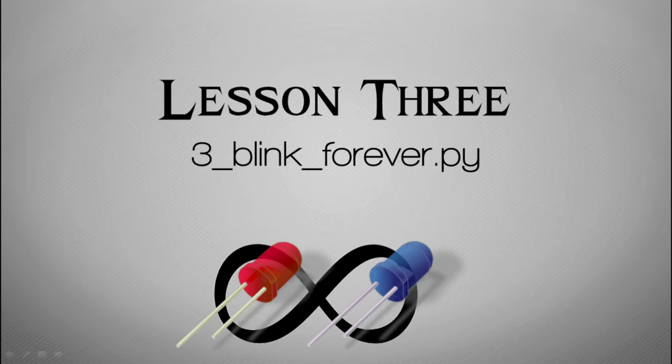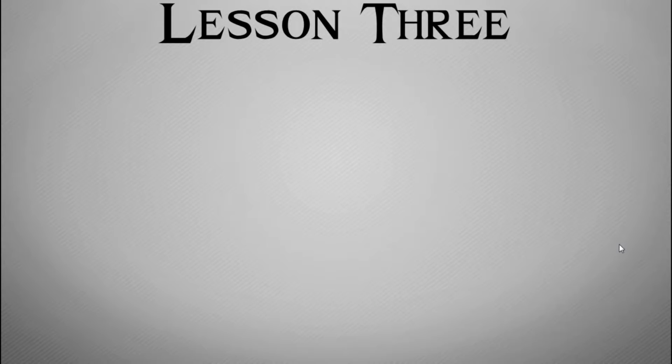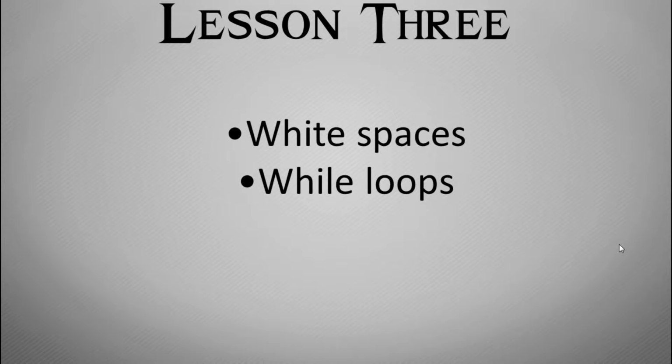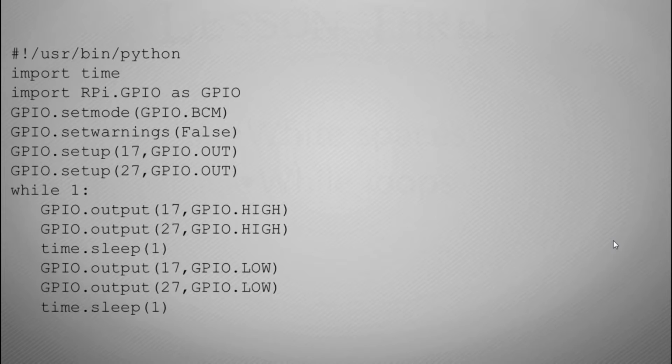So in that last example, we made the lights turn on and off. However, what happens if we want to actually keep this going forever and not ever stop? So we need to learn a bit about how to use white spacing, which is how we indent our code. And we also need to learn about while loops and while conditions, that sort of thing. So we're just going to go through this new piece of code that will explain these two new concepts.